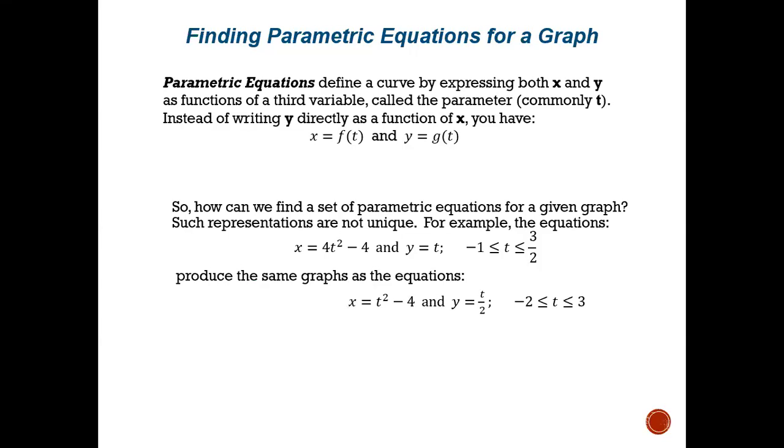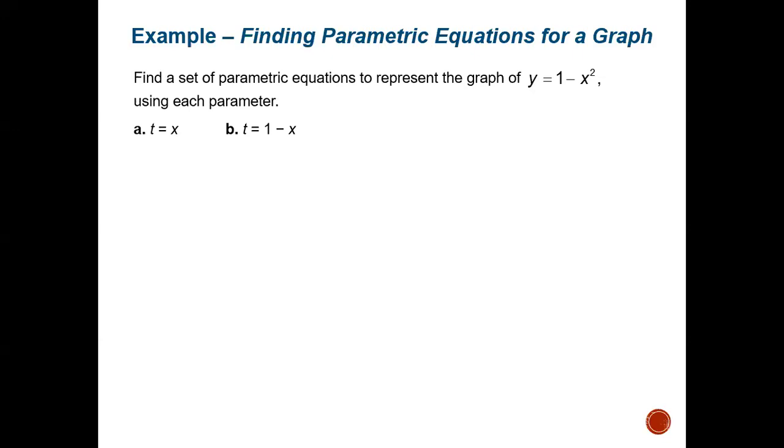We can represent these parametric equations by doing these examples. So let's say that I am given x is equal to 4t squared minus 4 and y is equal to t. What they're asking us is to find a set of parametric equations for the given graph. Let me give you an example. We're going to set the parametric equations to represent the graph of y is equal to 1 minus x squared using each of these parameters.